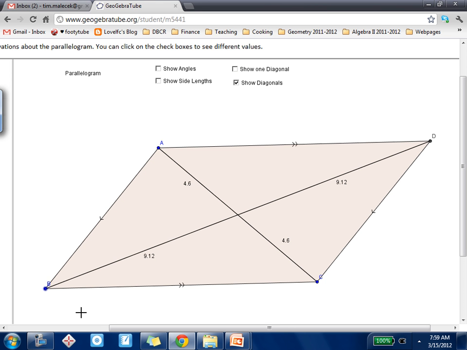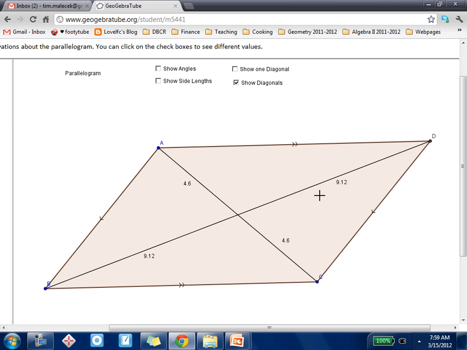The whole diagonal is from B to D, right? You see that this one cuts it in half? So it cuts it into 2 equal pieces. Do we have a word for that? Cuts it in half? Bisect literally means to cut into 2 pieces. So we can say that the diagonals bisect each other.